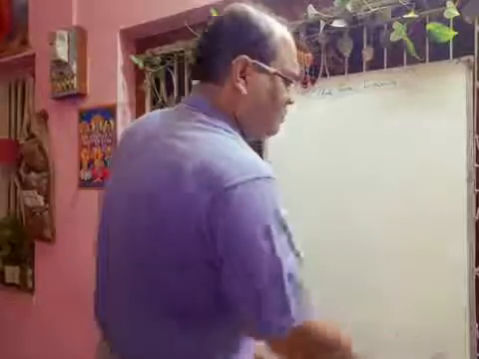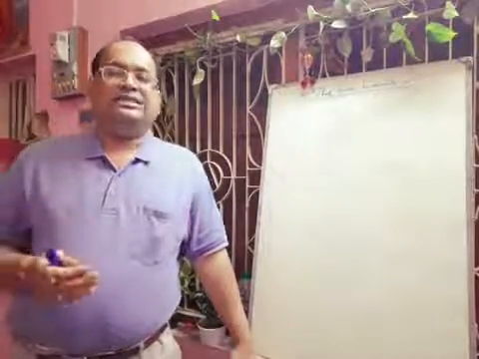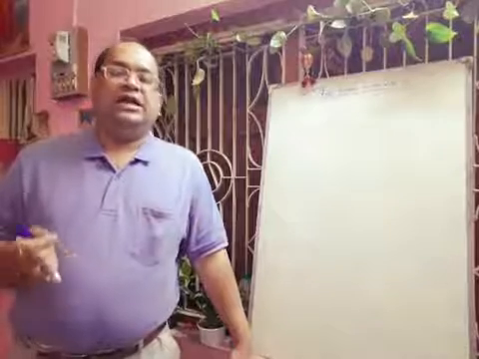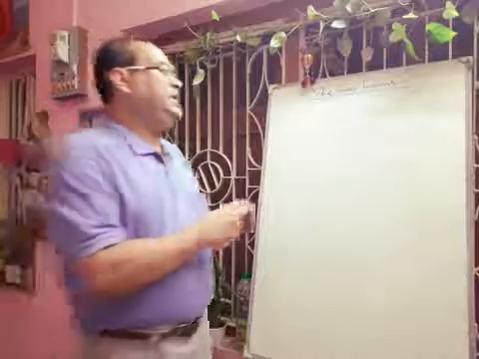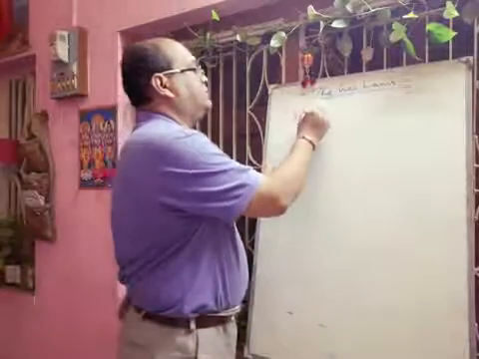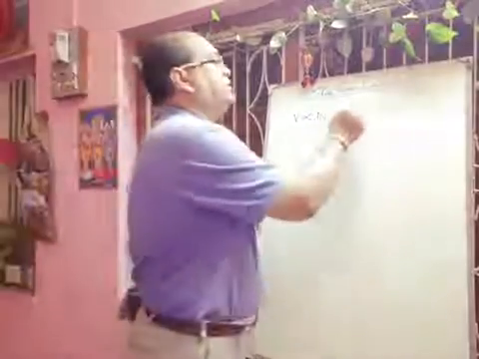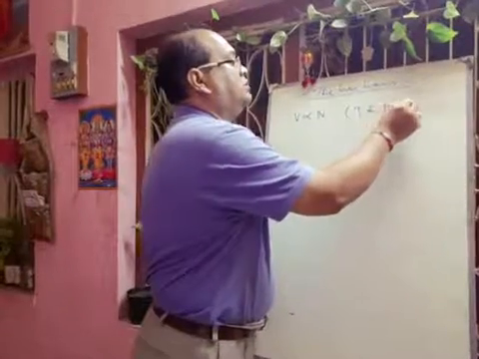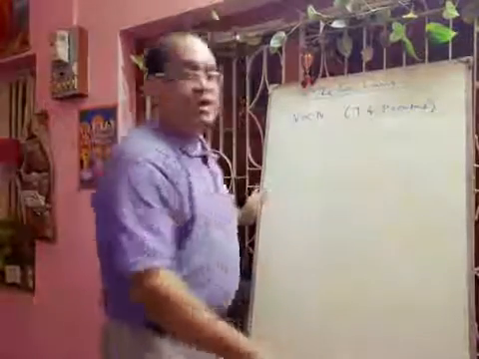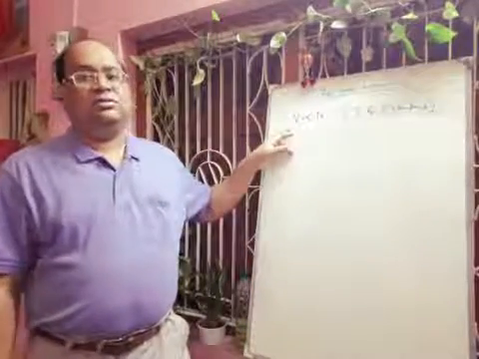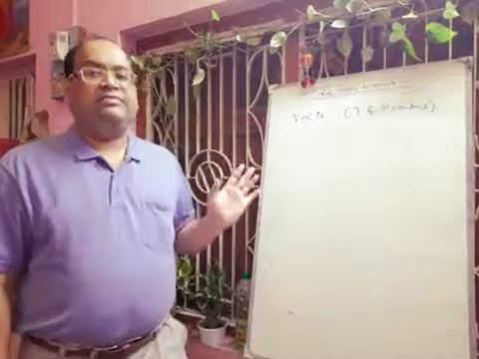Avogadro's law we have already learned in class 10, that equal volumes of all gases contain an equal number of molecules under similar conditions of temperature and pressure. And according to this law, V is proportional to N, and here temperature and pressure are constant. Now here, V is the volume of the gas and N is the number of molecules at constant temperature and pressure.